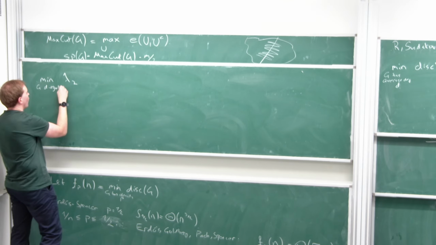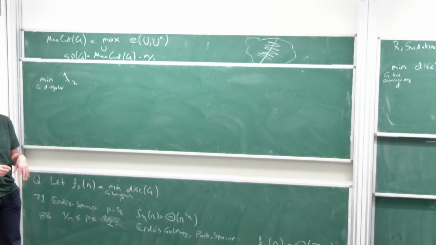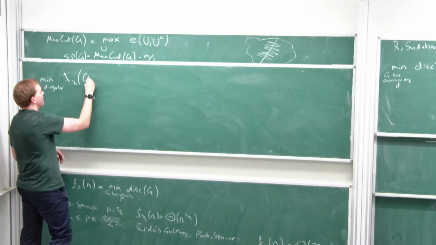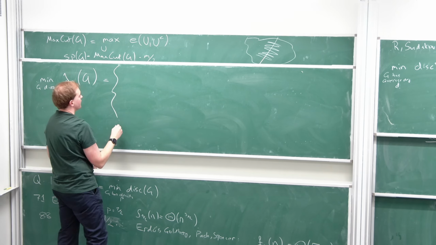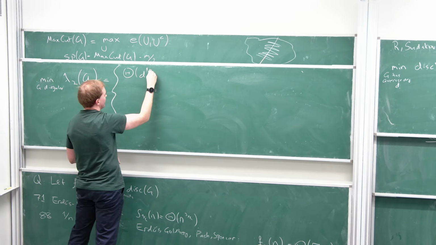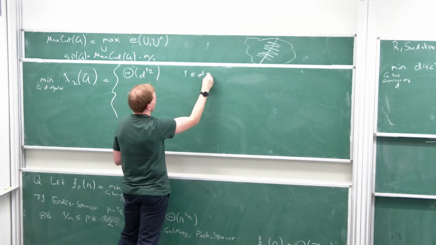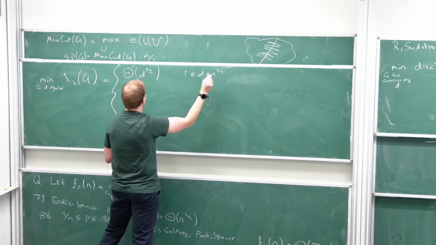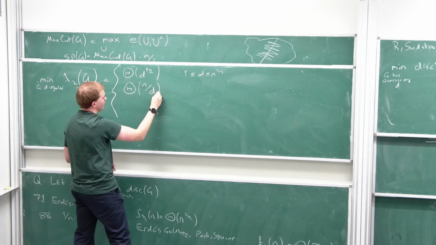For second eigenvalues, we have to restrict ourselves to regular graphs. So among d-regular graphs, we get that the second eigenvalue is at least square root of d in the same regime. Then it's at least n over d, and both of these are right.